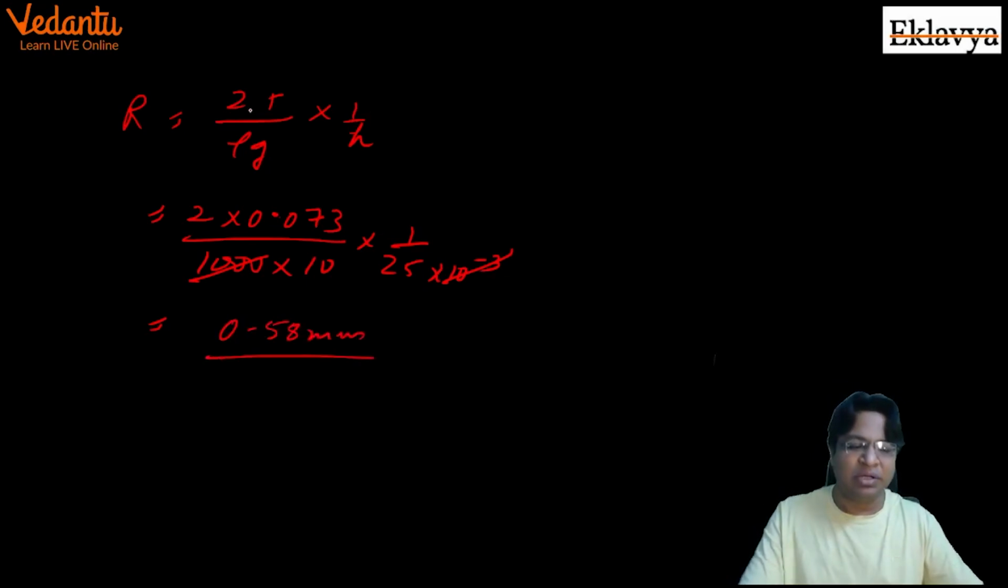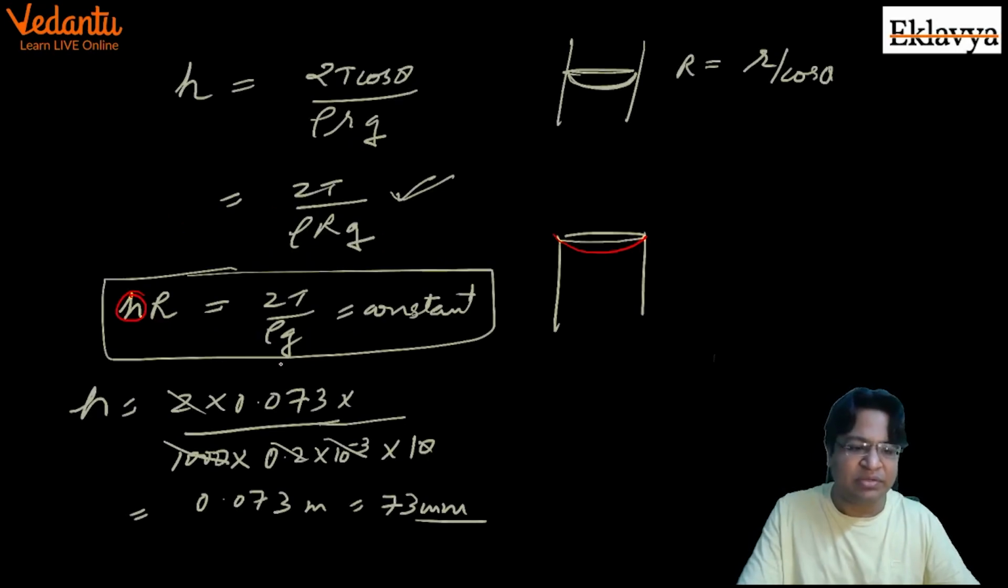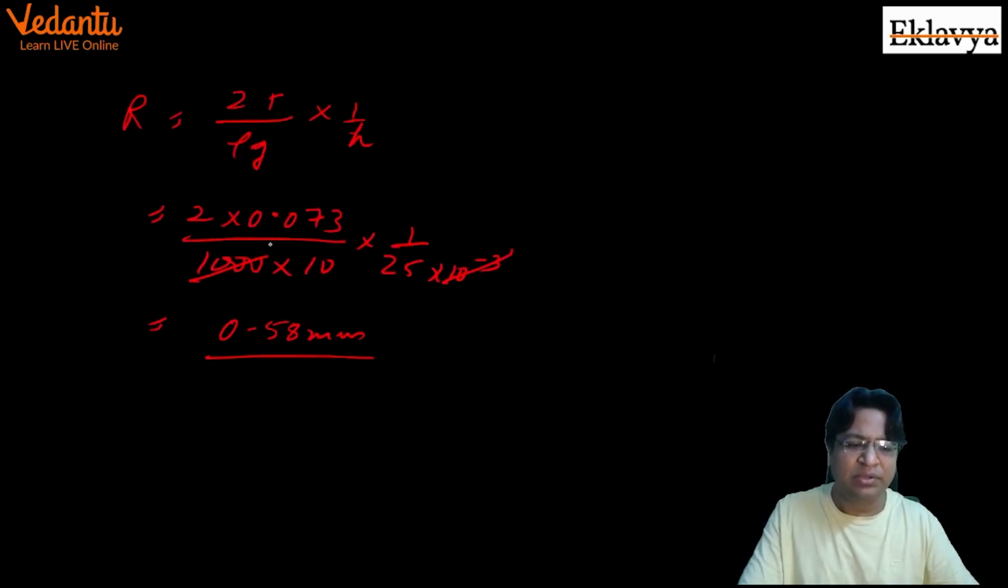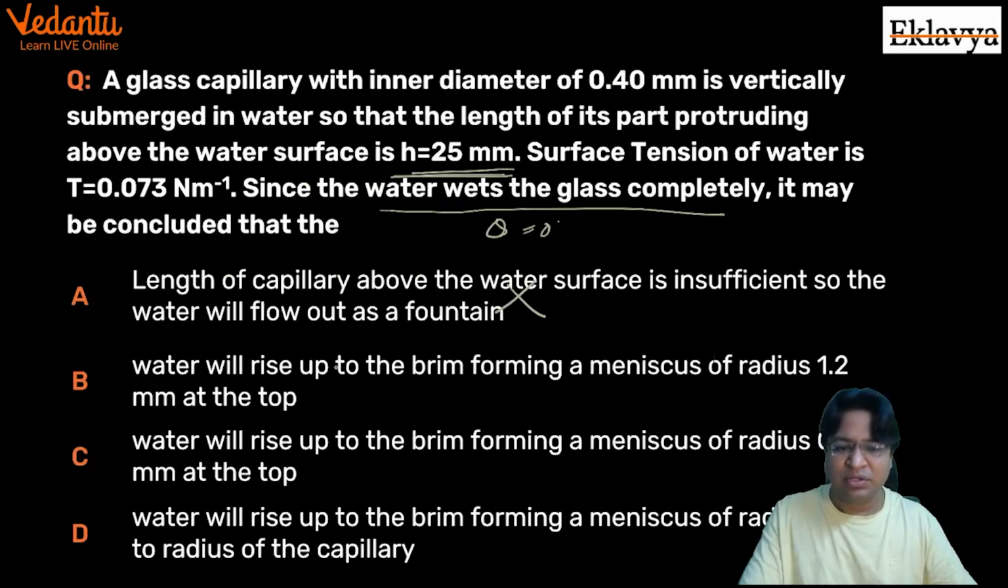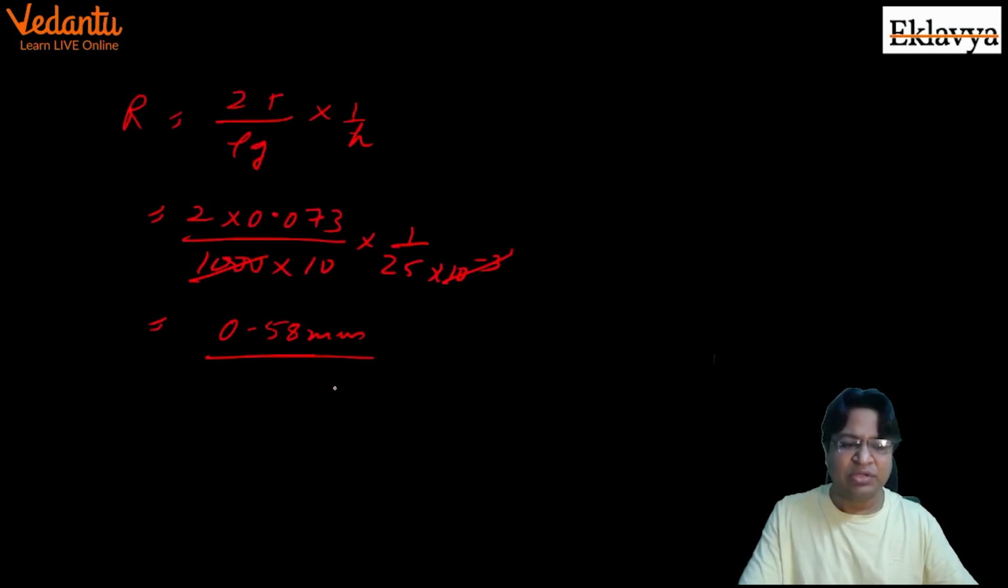Okay, let me just check. I have substituted all the values correctly. Yeah, 2T. Yeah, so radius is, so this is not correct. Okay, it says water will rise to the brim forming a meniscus of radius. So yeah, this can be approximated as 0.6 mm.